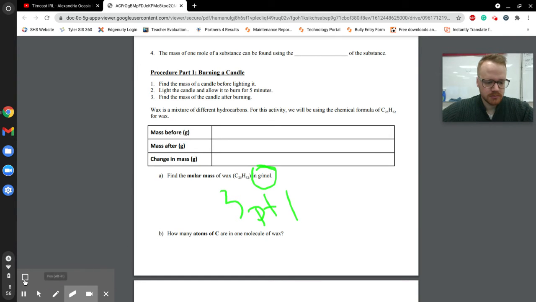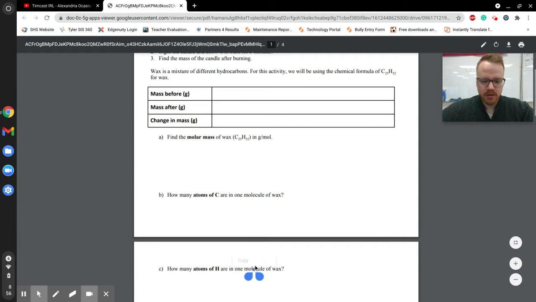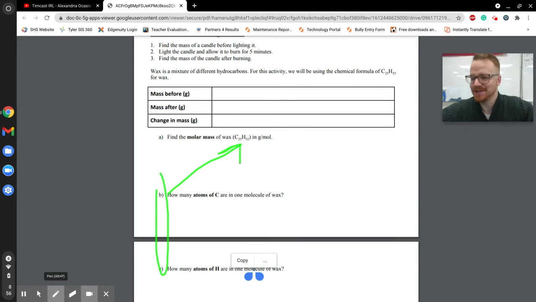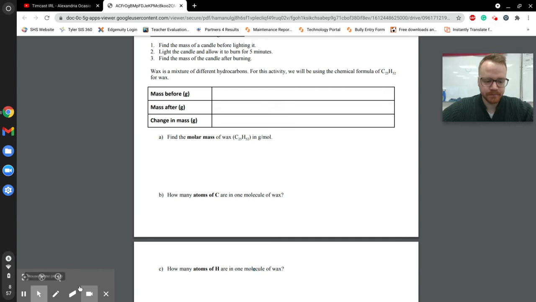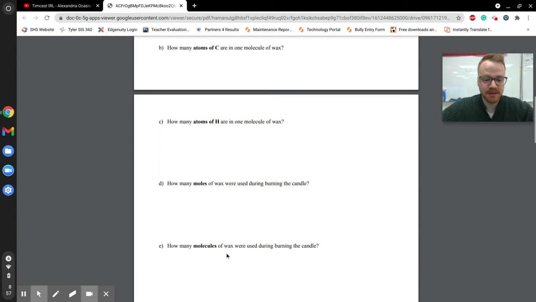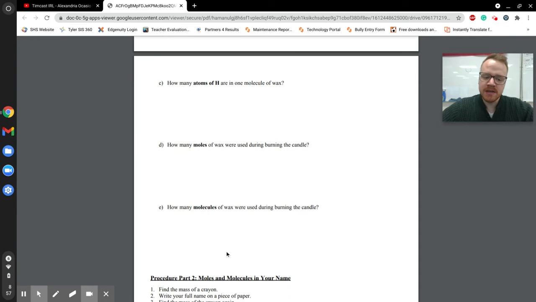Okay, there we go. So how many atoms of carbon are in 1 molecule of wax? I'll just say for that one, this one should be obvious. For B and also C, for these two, just look to this guy right here. This is where you can find the answers pretty simply. It's just asking, how many atoms of carbon do you have? How many atoms of hydrogen do you have? So, not too bad. Pretty straightforward, though one that's easy to overthink. I'll say that much.